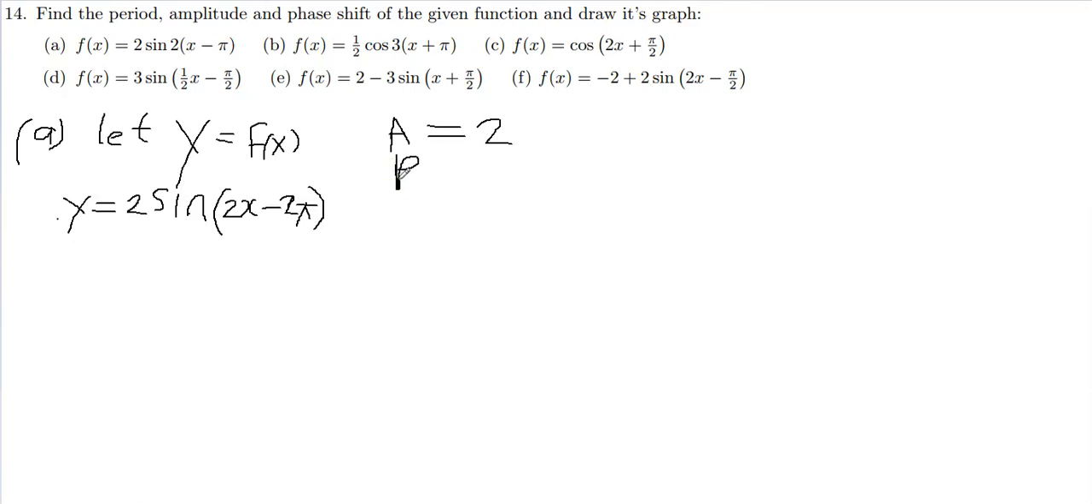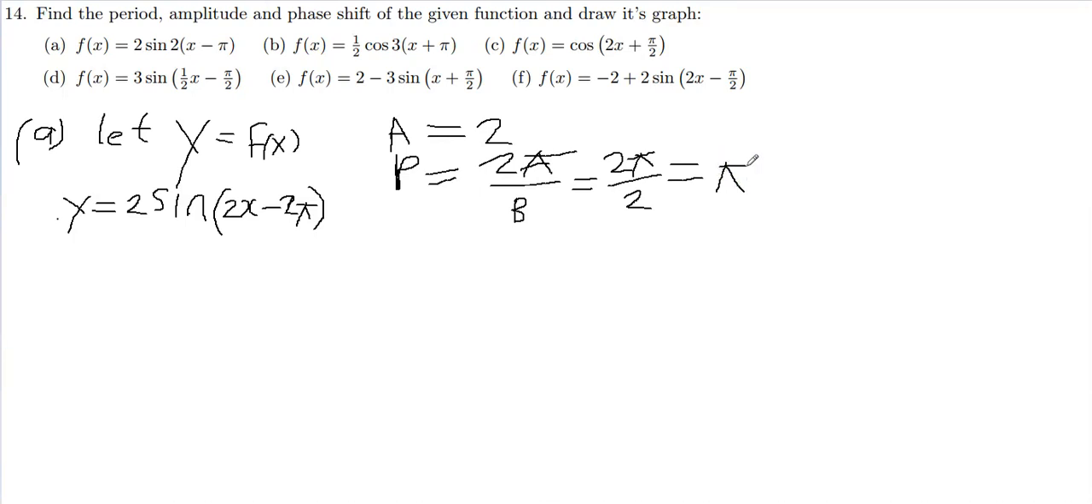For recap's sake, I'll define the period again. The period is just the number of units it takes for one complete cycle of a trig ratio. The period is given by the formula 2 pi over b, where b is just the coefficient of x there. So 2 pi over my b here, which is 2. So 2 pi over 2 is equal to just pi.